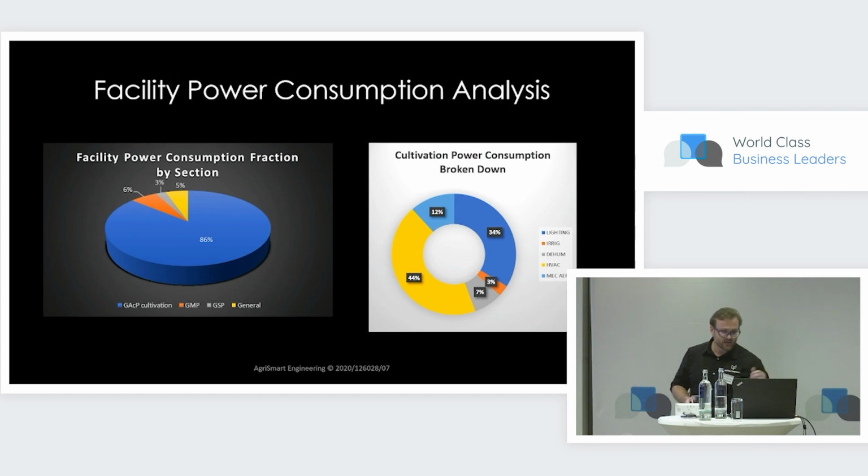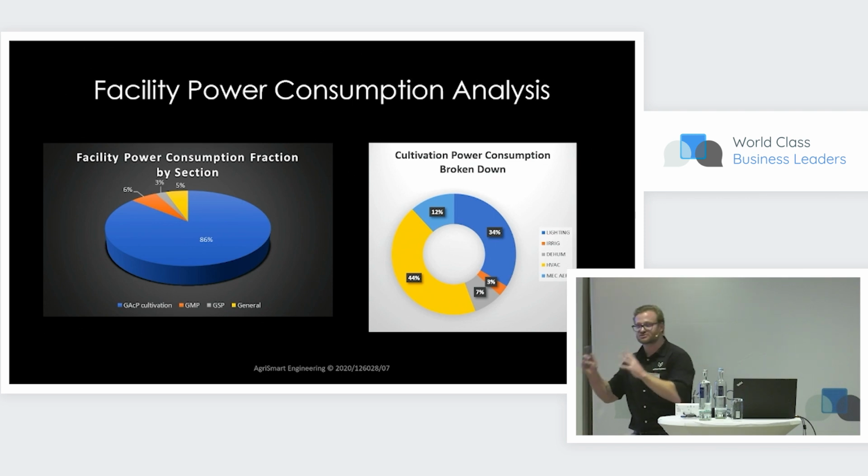And you can see on the right-hand side, we've got the facility power consumption fraction by section. Mainly GACP cultivation, good manufacturing practices, good storage practices, and your general area. You want the blue slice of the cake to be as large as possible, because that means your costs are mostly in the sector of the facility which is going to promote your revenue and actually give you a return.